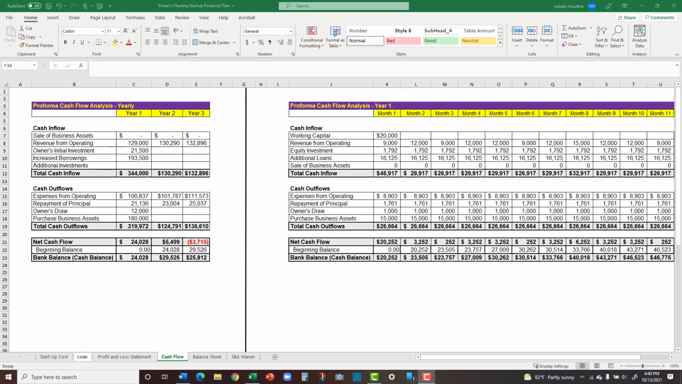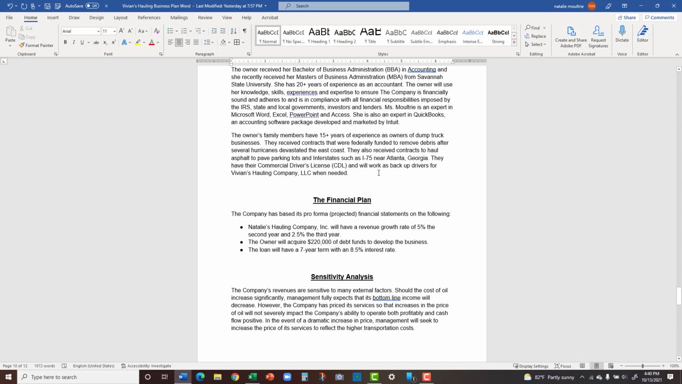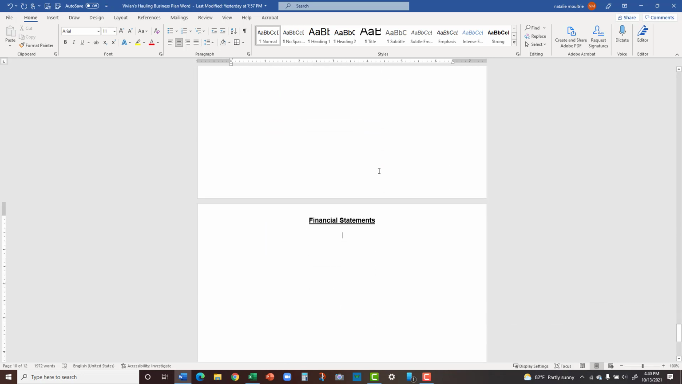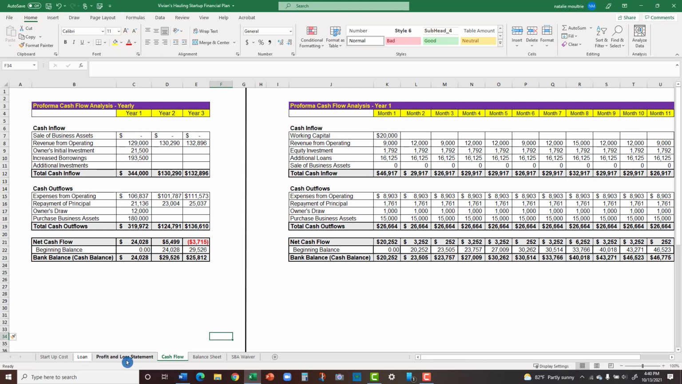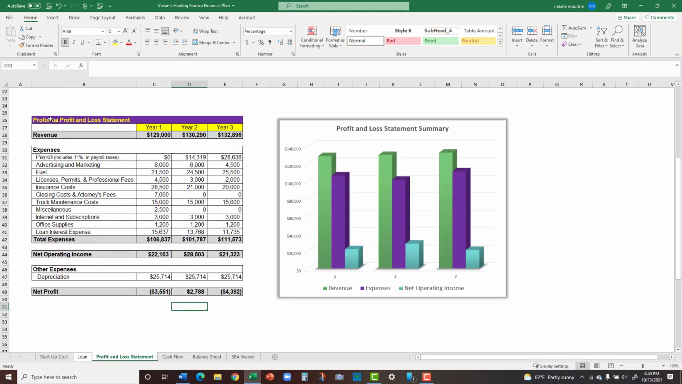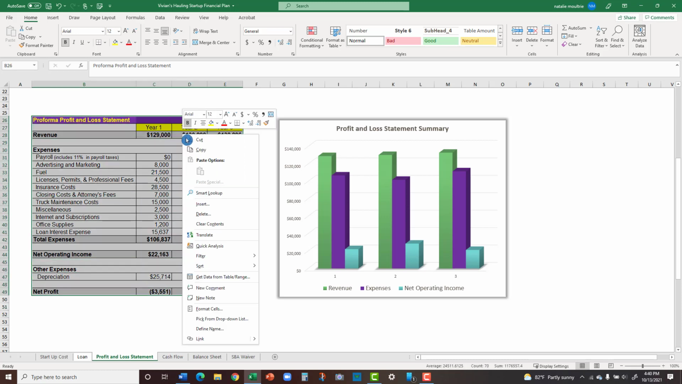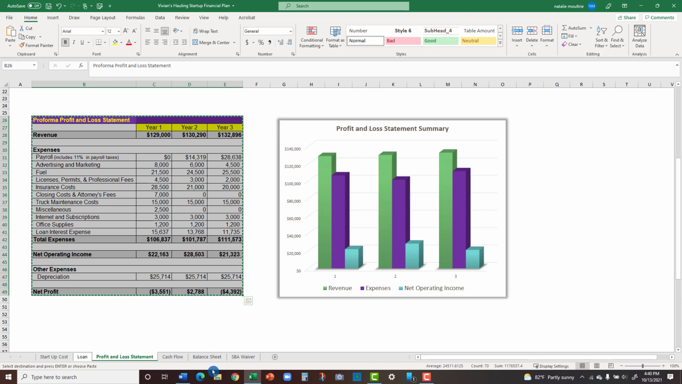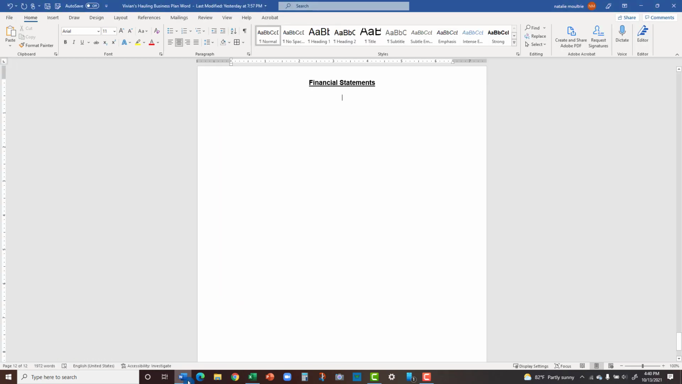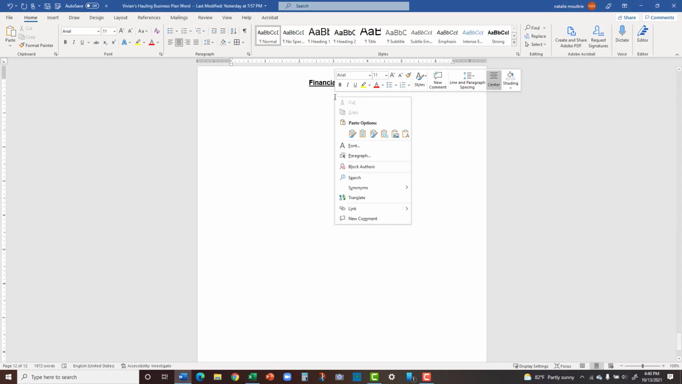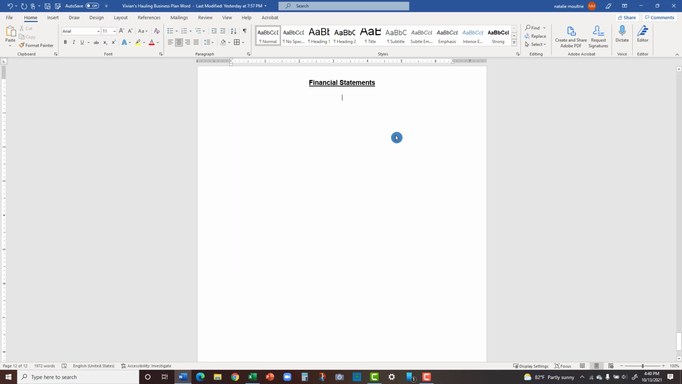So finally, let's go back to our business plan and pull in our financial statements. In your business plan, you want to scroll down to the financial statements page. Let's go back to our profit and loss statement. Highlight the table, right click, select copy. Let's go back to the business plan, right click, under paste options, select picture.